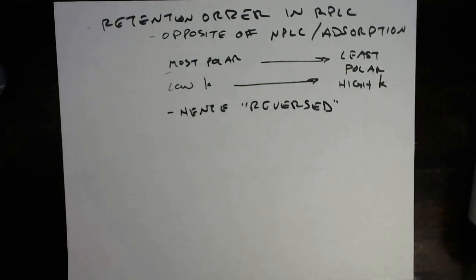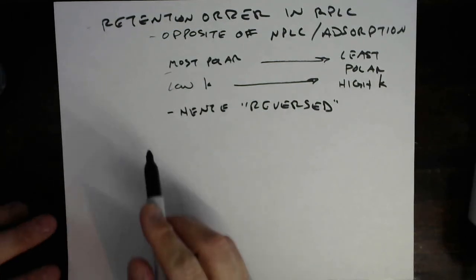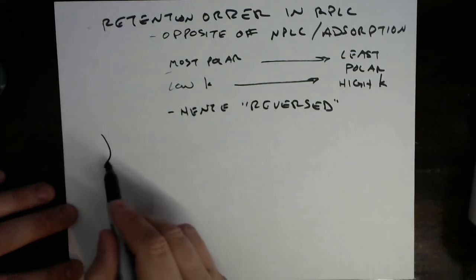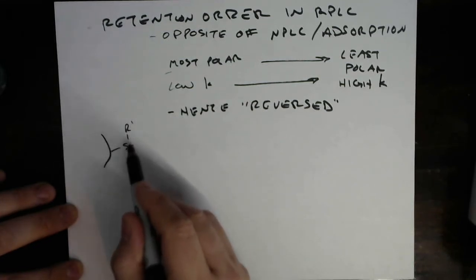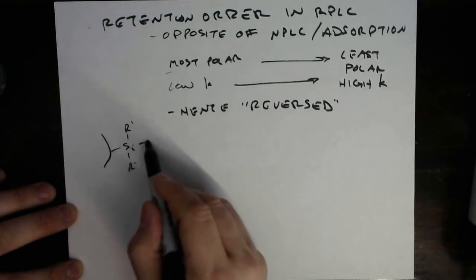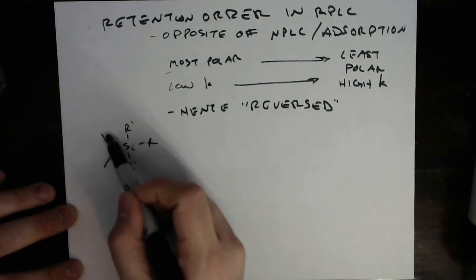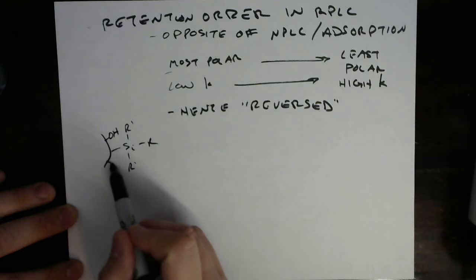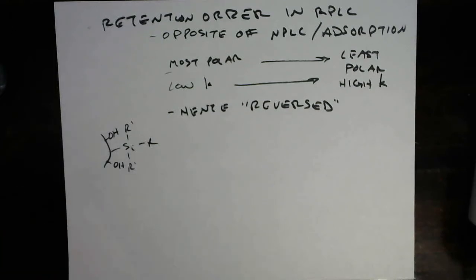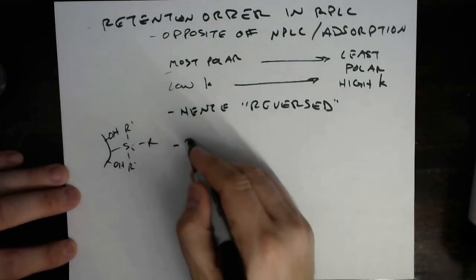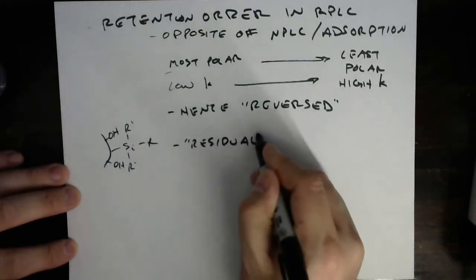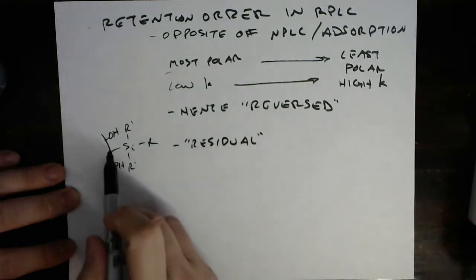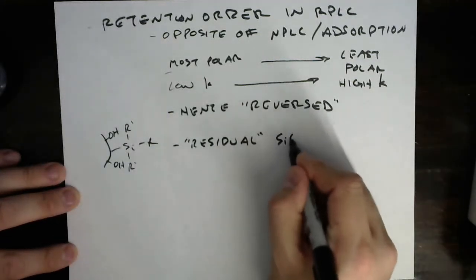Okay, so it turns out we talked before about, so if here's our silane, right? And we talked before about these, what I'm going to call now residual hydroxyls. And it turns out these are, so let's call these residual silanols, right? SiOHs.